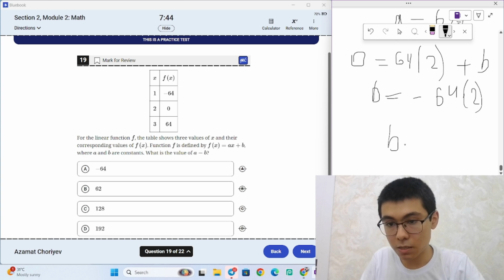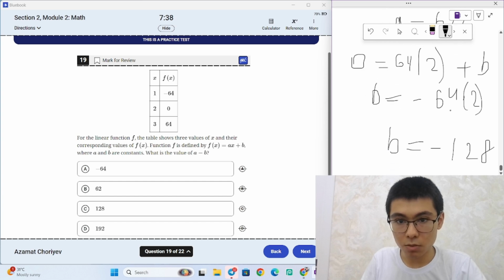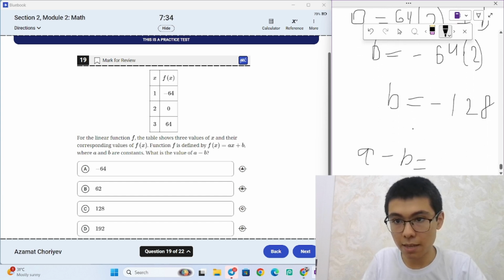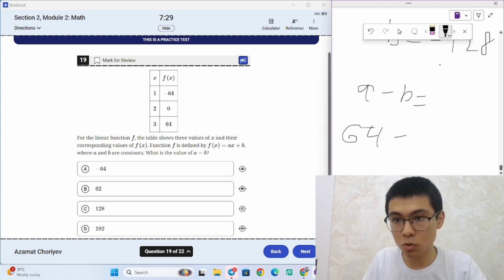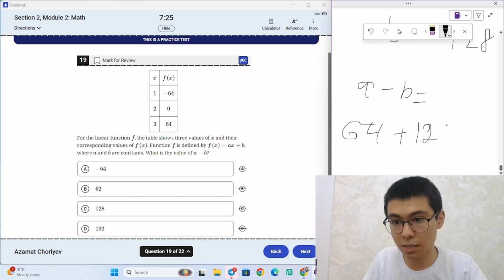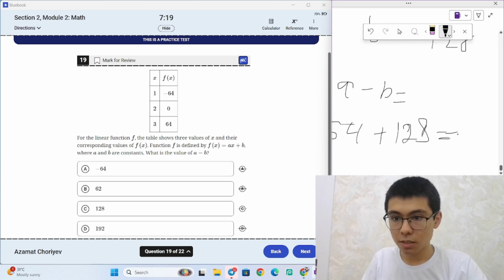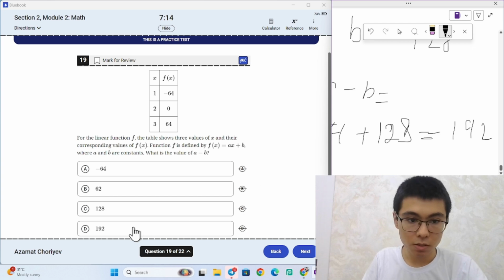So b is minus 128. So what we're gonna do is find a minus b. So a is 64, 64 minus 2 negatives equal to positive, so 128. So we get 192. So D is the answer.